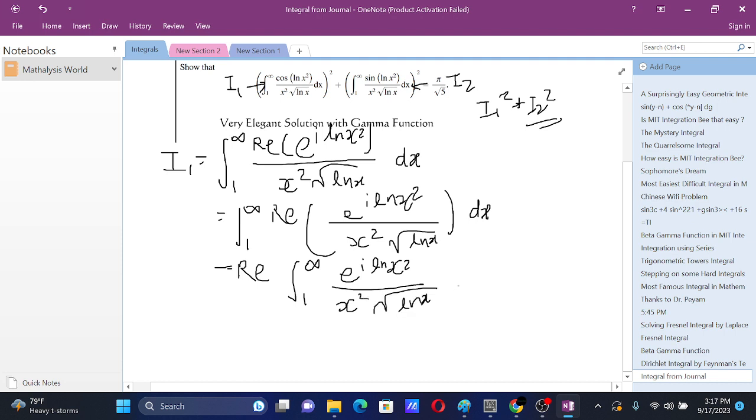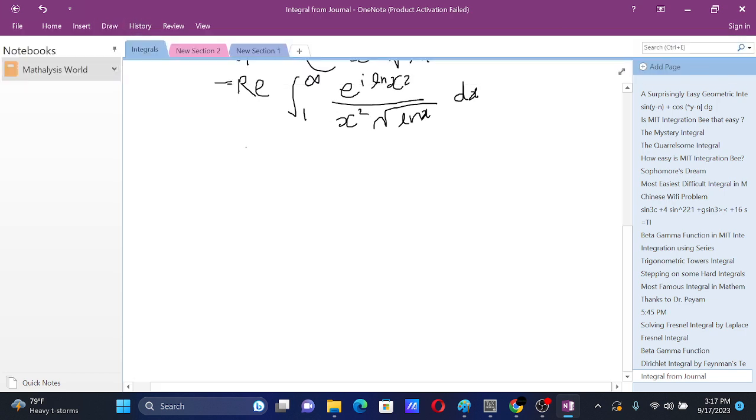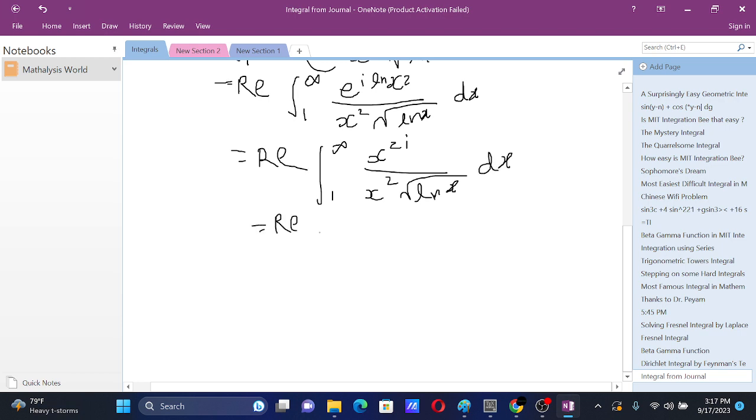So now we are seeking the real part of the integral that we found out here. And now this is just e to the power ln of x to the power 2i. The i can be taken over here, and then e to the power ln will cancel, so we will have x to the power 2i by x square root ln x dx. Now we can bring all of them to the numerator.